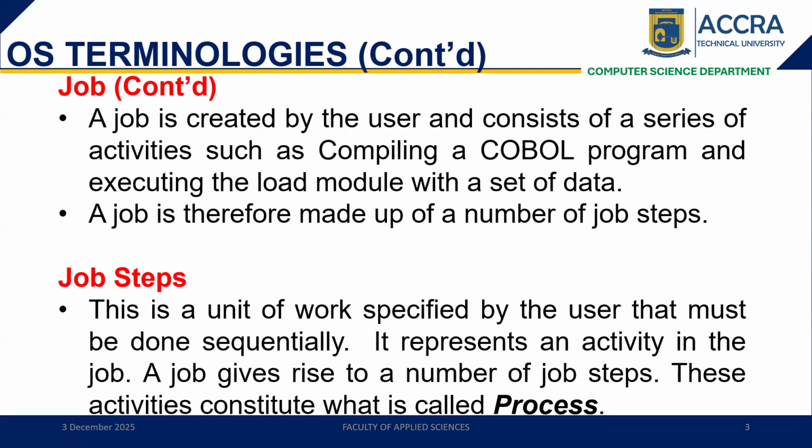And the job step is basically a unit of work specified by the user that must be done sequentially. It normally represents an activity in the job. A job gives rise to a number of job steps, and these activities constitute what is called a process. So reflecting on this, the unit of work is specified by a user and must be done sequentially.